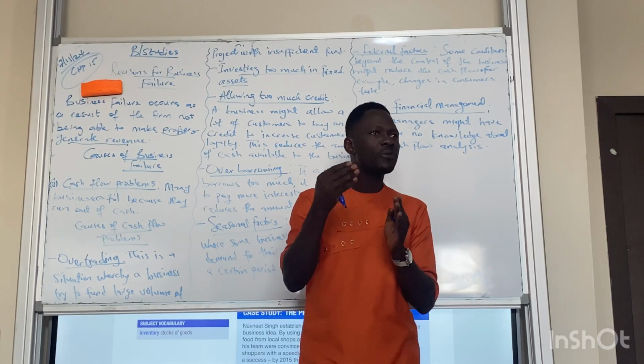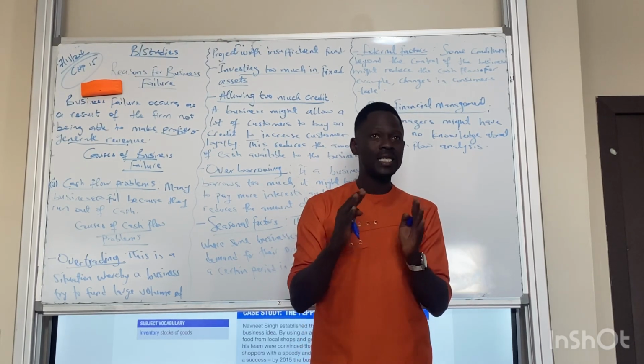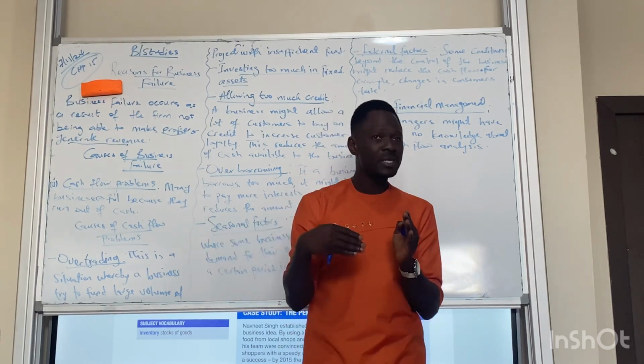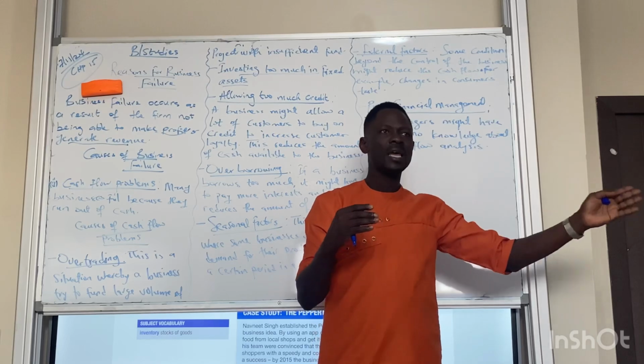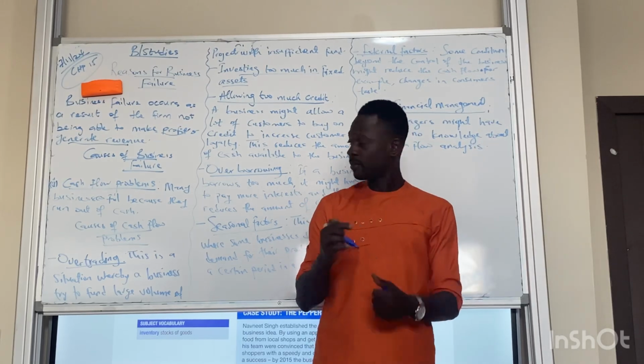We have cash inflow and cash outflow. That is how cash flow comes in. The amount of money that comes to the business, the expected revenue to the business, and the expected expenses of the business. That is cash flow.